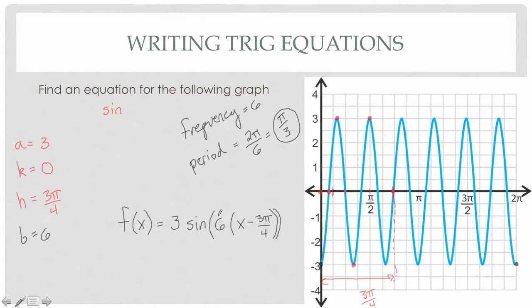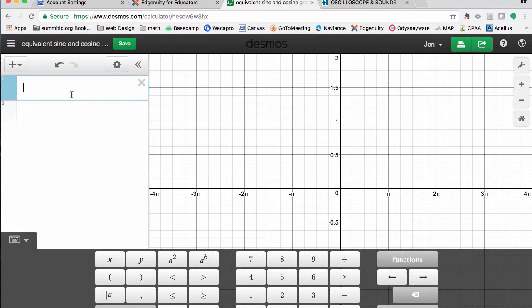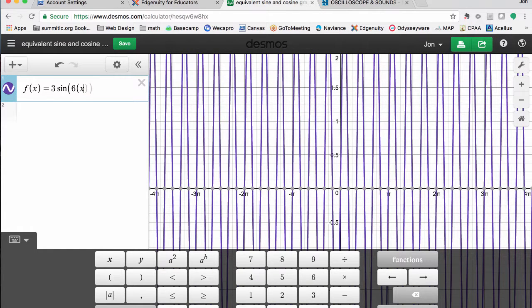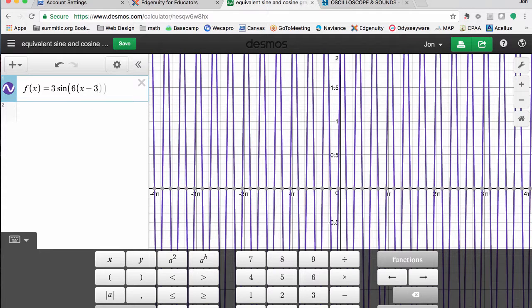So now let's actually just check this one and make sure. Again, it started at -3, and we had ended at 2 pi, and we had 6 of them. So let's see if this one actually works out. We'll check it by our own graph. All right, here we are. So I got my blank graph. I'm going to graph the one we just made and see if it actually fits. We had 3 times sine of 6 times x minus 3 pi divided by 4.